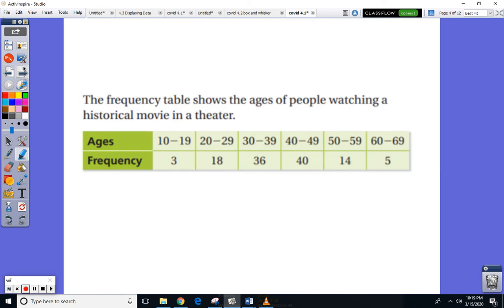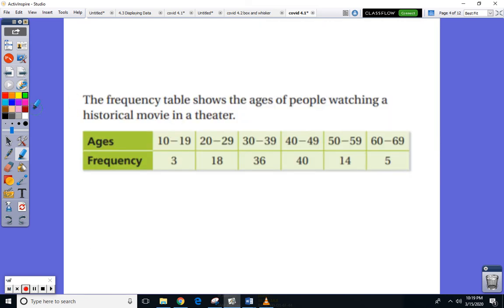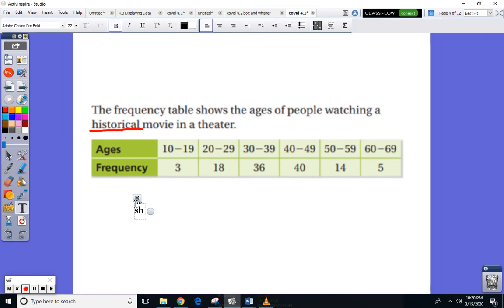All right, here's another one. Instead of going to a comedy or an animated movie, these people are going to a historical movie. Let's just look at their numbers and see if we can figure out what's going on. What shape is this? Let's look at the numbers and see if we can figure out what the shape is.